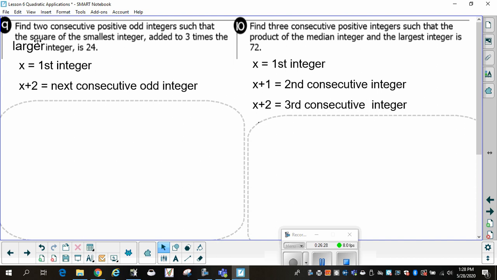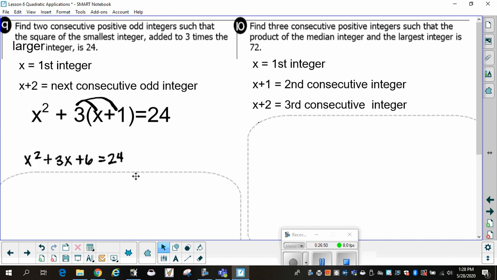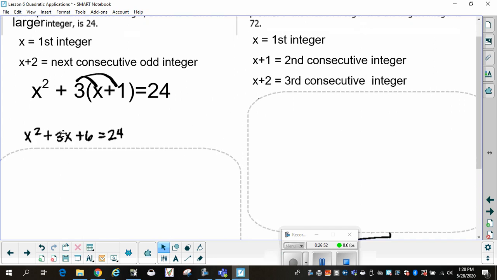So here, the square of the smallest added to 3 times the larger is 24. What do you do here? Well, you're going to need to distribute, and then, whoops, look at that. That should be a 2 there. X plus 2, x plus 2. I've got this.